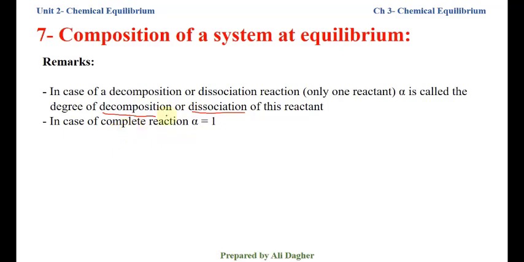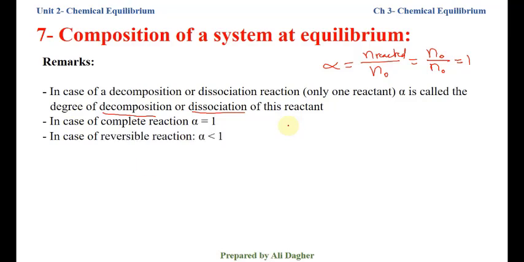In case of a complete reaction, alpha equals 1. In case of complete reaction, the limiting reactant disappears completely. Then alpha, which is the number of moles reacted over the initial number of moles. In case of complete reaction, the number of moles reacted equals the initial number of moles. Over the initial number of moles, then alpha equals 1.